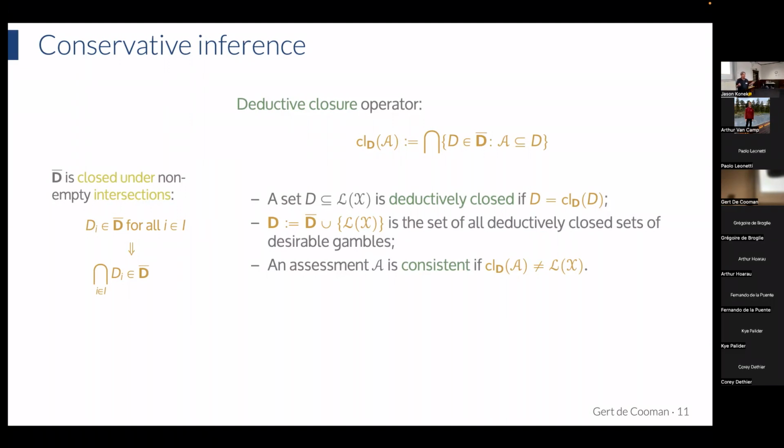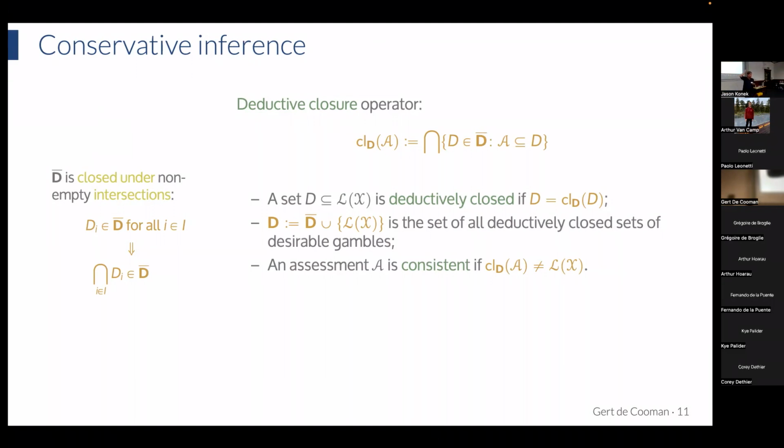And then that means that what you've given me is inconsistent, because if I use the axioms, I can deduce from your assessment the zero gamble or a negative gamble. And that should not be the case. So you are being inconsistent. You should revise your assessment because what you've given me leads to inconsistencies. Is that clear? And that's what I mean by inconsistency in that case.